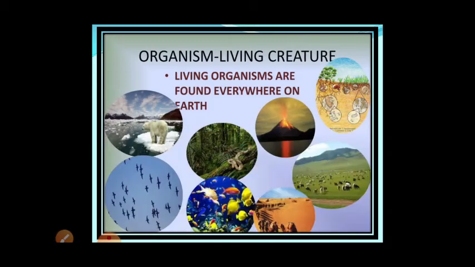Now, in our surroundings, everywhere we can find living organisms. We can find living organisms on land as well as in water. We can find them in the polar region as well as in the desert. The living organism can be a small single-cell organism or a big animal like an elephant or blue whale. In this way we can find living organisms everywhere on the earth.